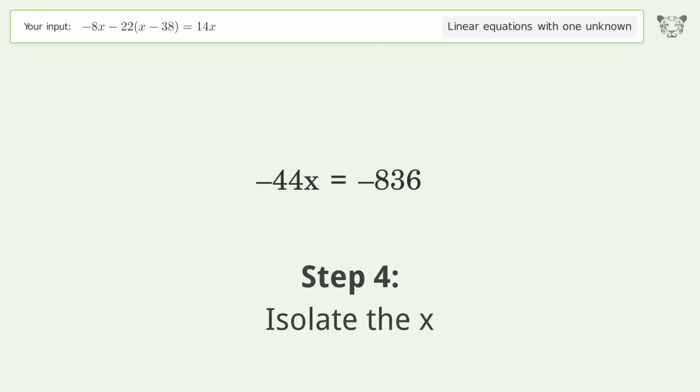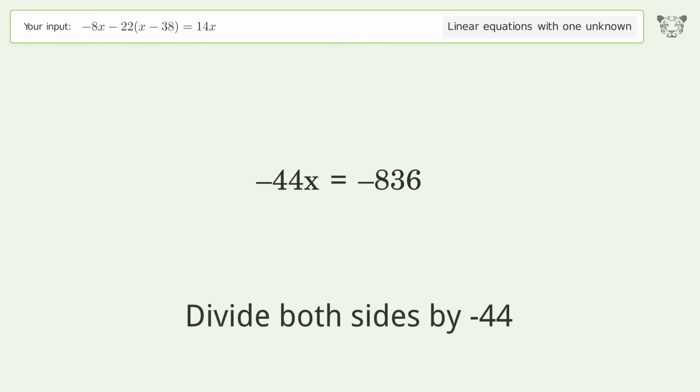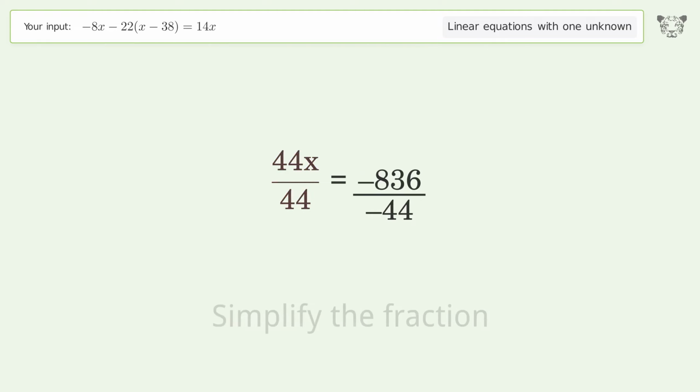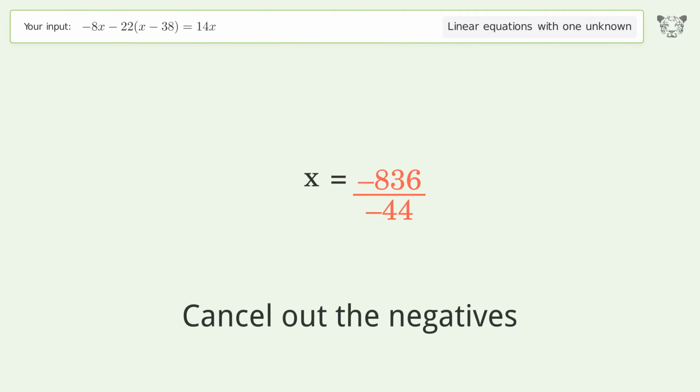Isolate the x. Divide both sides by -44. Cancel out the negatives. Simplify the fraction. Cancel out the negatives.